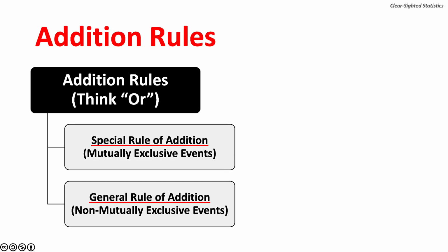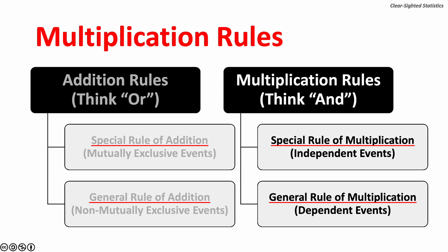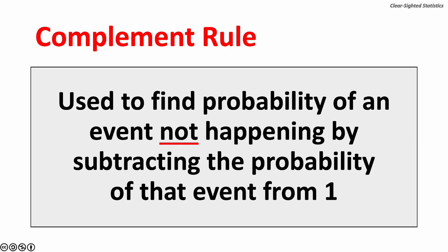There are two addition rules. With addition rules, think OR. Only one of the possible events will happen. The special rule of addition is for mutually exclusive events, and the general rule of addition is for non-mutually exclusive events. There are two multiplication rules. With the multiplication rules, think AND. The events must happen together. The special rule of multiplication is for independent events. The general rule of multiplication is for dependent events.